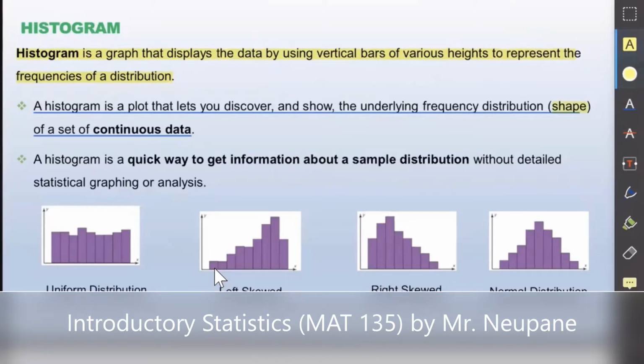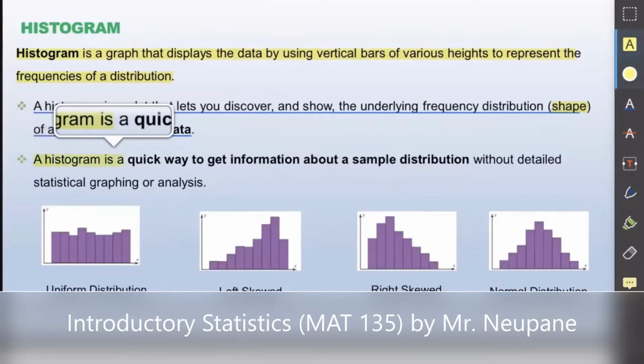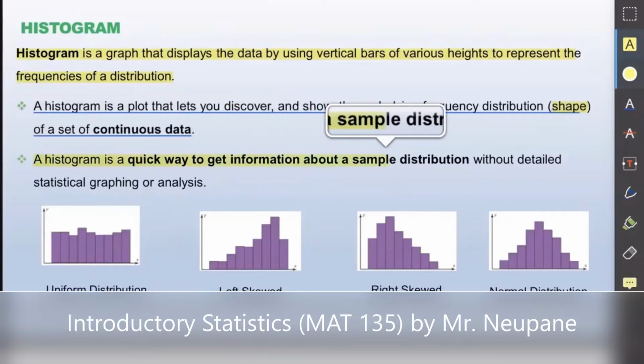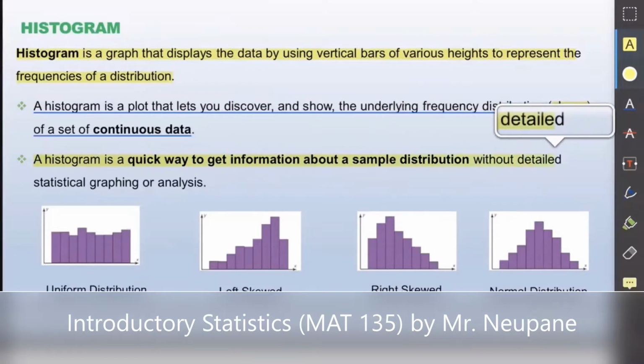Okay, when I say shape, is it uniform? That is pretty much same frequency throughout, or skewed to the left, or skewed to the right, or normal. We are going to talk about this in a minute, but when I say shape, that is the meaning of that. A histogram is a quick way to get information about the sample distribution without detailed statistical graphing or analysis. Just by looking at the histogram, we can tell a lot about the sampling distribution. And we'll deal with the sampling distribution later on in chapter 8 or 9.